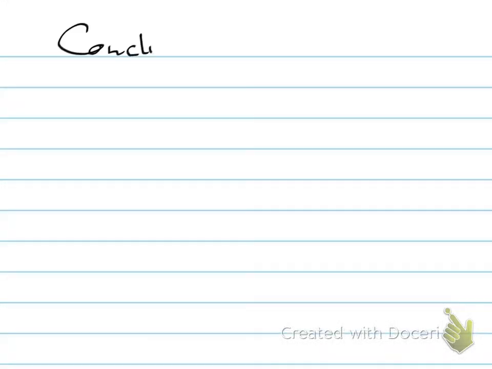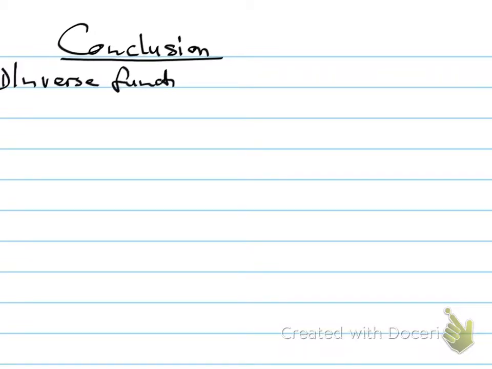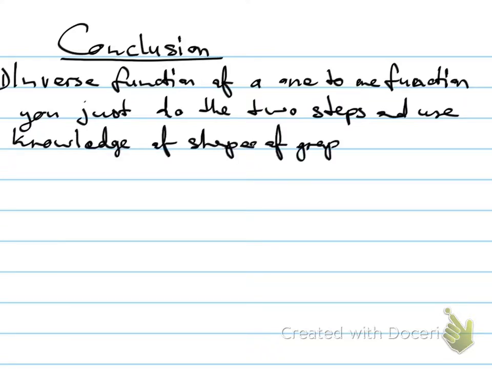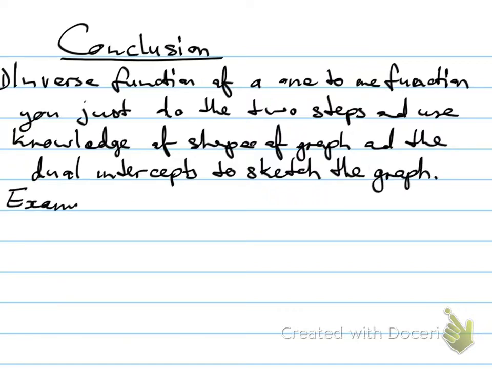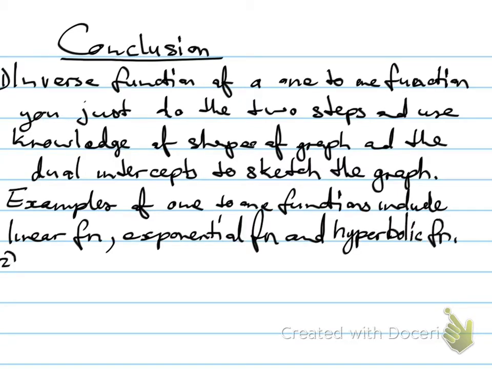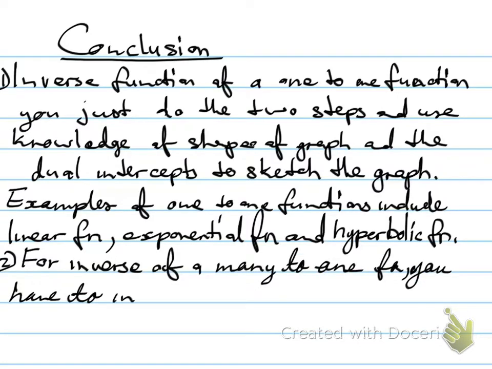Moving on. So what can we conclude? We can conclude that with inverse functions of 1-to-1, you just do the 2 steps and use the knowledge of the shape of the graph and the dual intercept method, where you find the x-intercept and the y-intercept, and you can draw the graph. Examples of 1-to-1 functions include the linear function, exponential function, and the hyperbolic function.